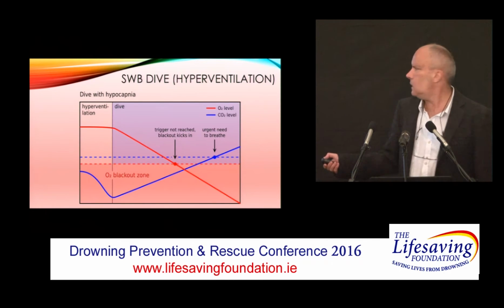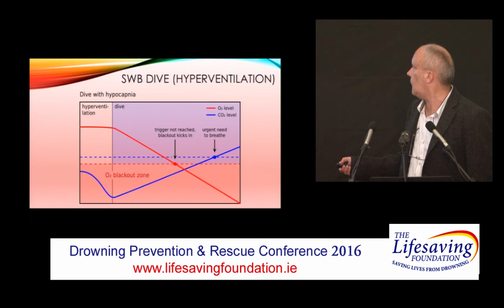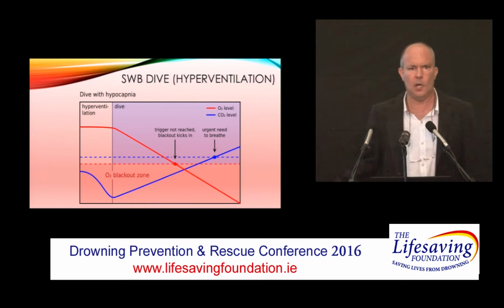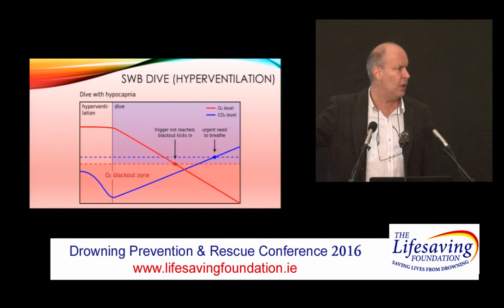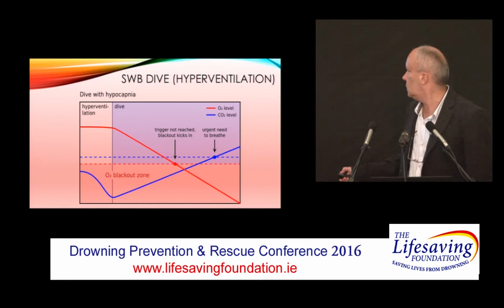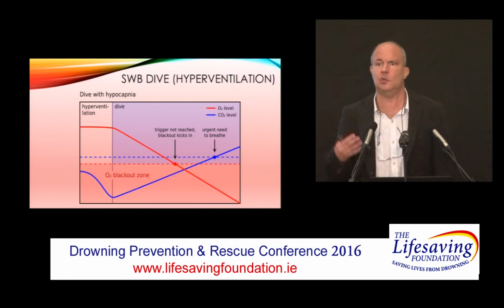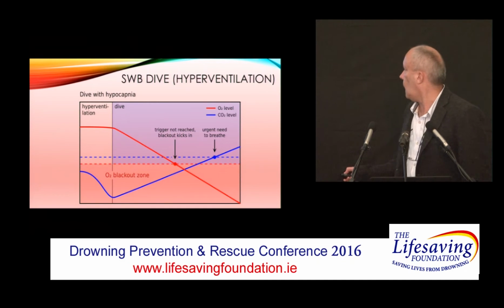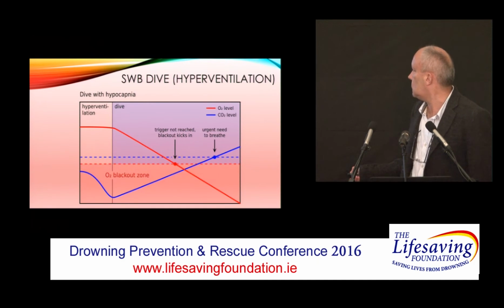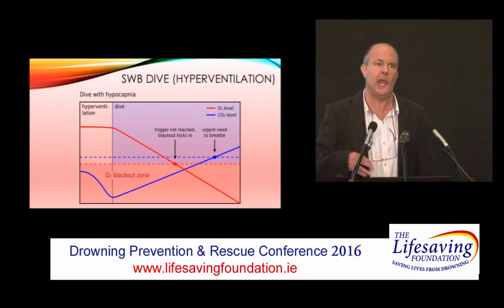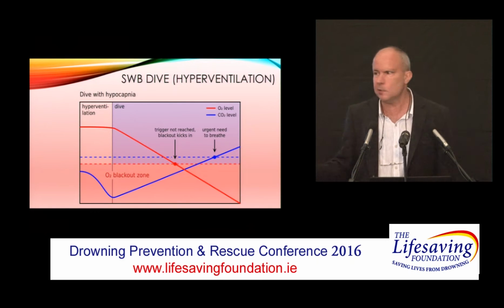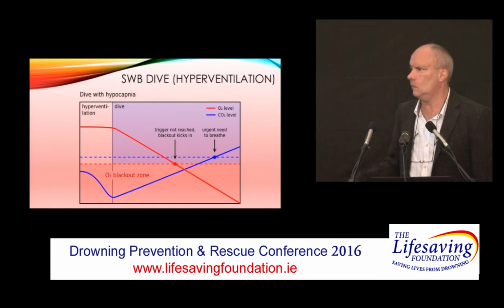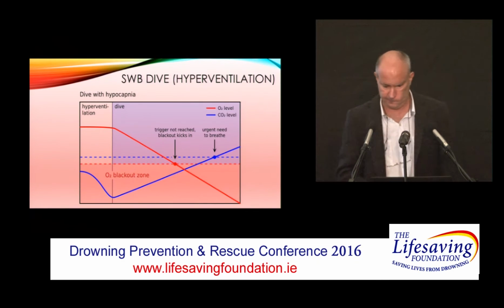So what is happening is that as you dive in, you start using oxygen, and yes, the level of CO2 goes up, but it's still too low to trigger the breath and that urge to breathe. And what might happen is that you reach a dangerously low level of oxygen before you actually feel the need to breathe. And that's when the swimmer is passing out.